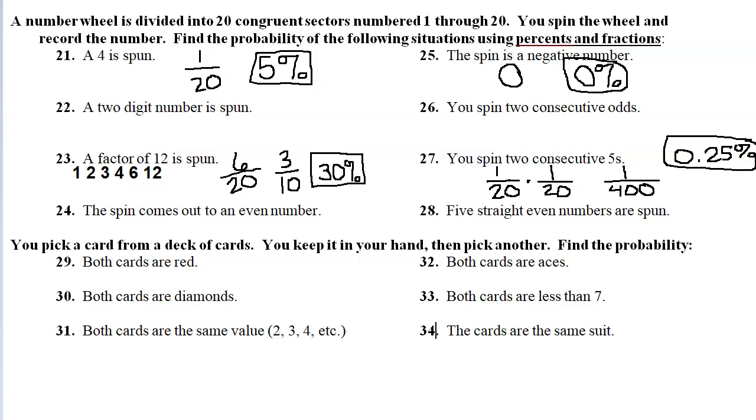All right, now the difference between the top section and the bottom section is that this time you are keeping the card in your hand, which means your probability for the second draw is going to be different than your probability for the first draw. Okay? And there is another way of looking at it as well, and we'll talk about that just to make sure we've covered our bases here. Both cards are red.